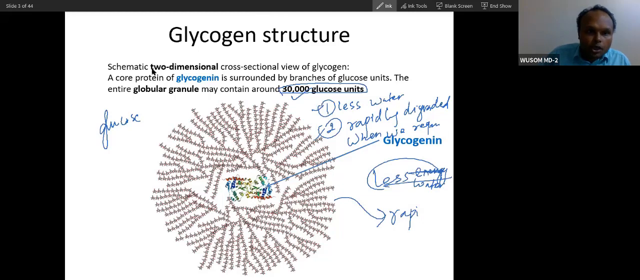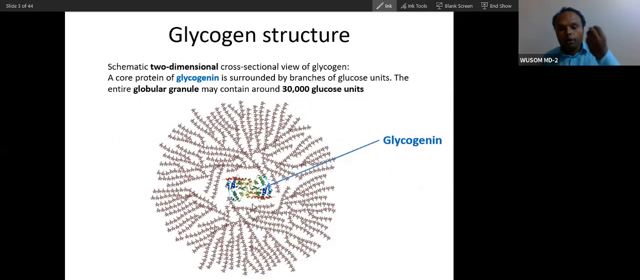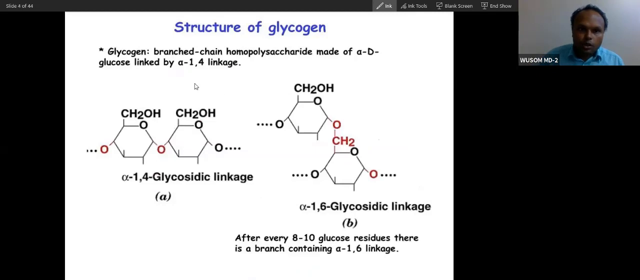Now remember one thing, this is not a two-dimensional structure, this is a globular structure. Remember it has a three-dimensional structure, though I have shown a two-dimensional one, so remember it as a globular, granular type of structure. As I have already told you, the straight chain has alpha 1,4 bonds. The first carbon of this glucose will bind to the 4th carbon of this one, and this is how it makes an alpha 1,4 bond.